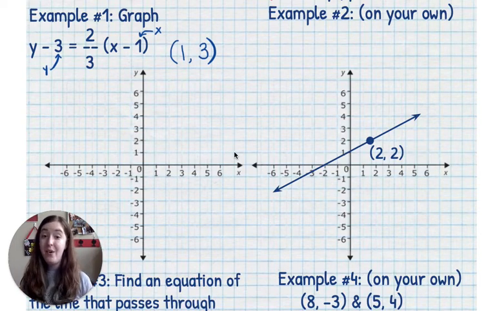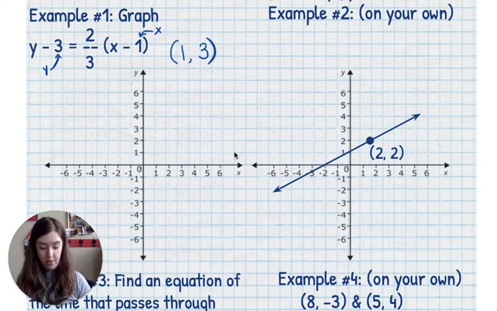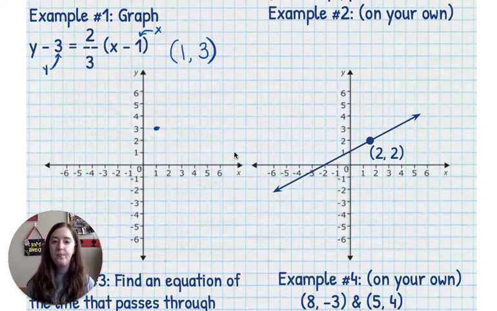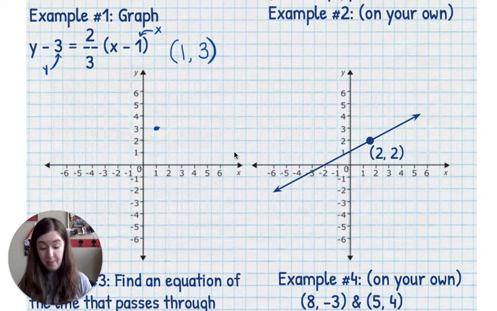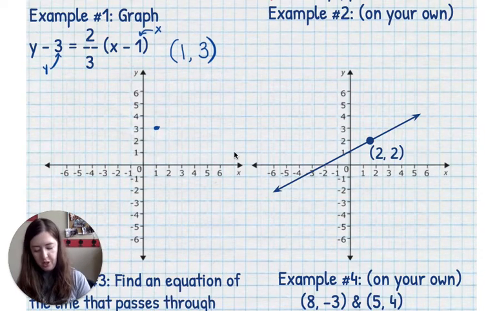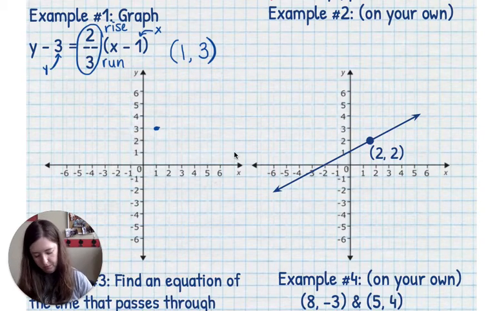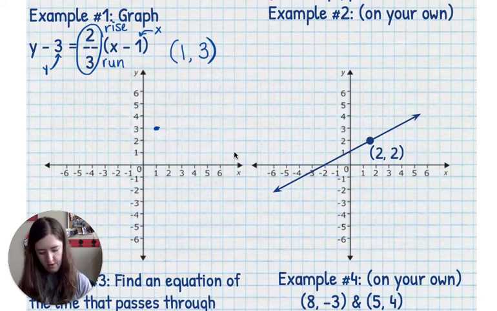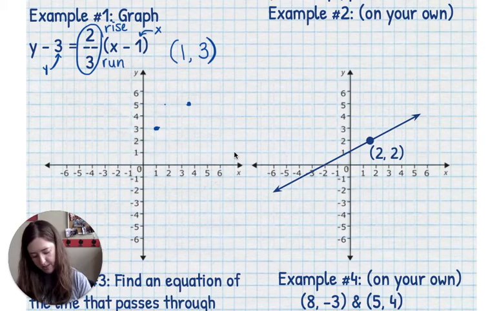So right now, I know this line goes through point (1, 3). So I'm going to go ahead and plot that point at (1, 3). Okay, now it tells me that my slope right here is 2/3. So remember, slope is rise over run. So I will go up 2 and over 3, 1, 2, 3. Or I could go down 2 and back 3, and then draw a line through it.